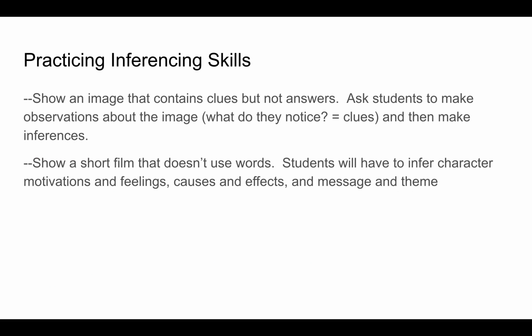You can also work with an image. So show an image that contains clues but doesn't necessarily have an answer within the text, and then ask students to make observations about that image. So you can start with just asking students to list or tell the class, what do you notice? Without making any guesses, without making any inferences, just stop there. What do you observe? What do you notice about this? And then those will become the clues with which you can make inferences.